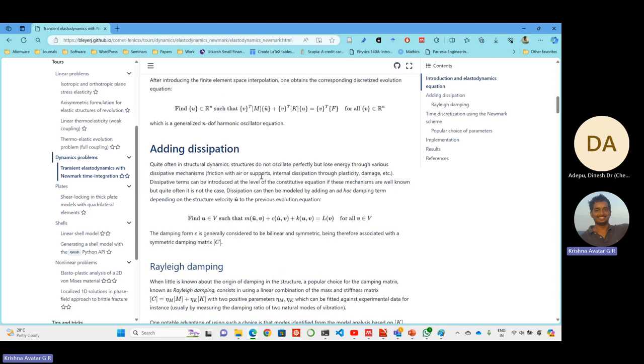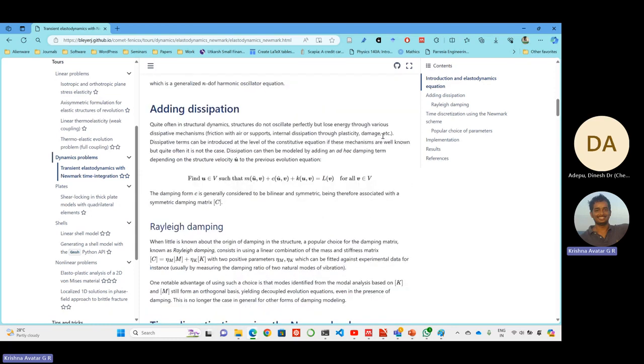That could be friction with air or supports, internal dissipation through plasticity damage, etc. And the dissipative terms can be introduced at the level of constitutive equation if these mechanisms are well known, but quite often it's not the case. Now, dissipation can then be modeled by adding an ad hoc damping term depending on the structural velocity u dot to the previous evolution equation.